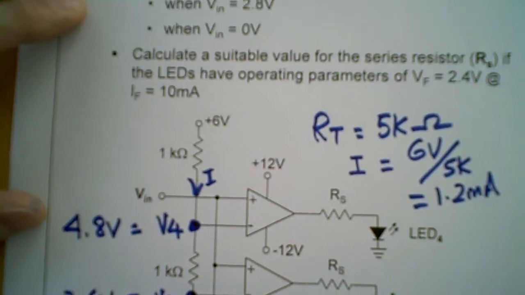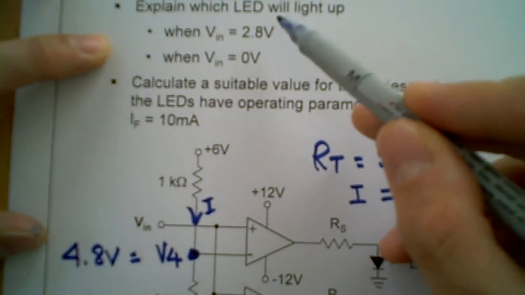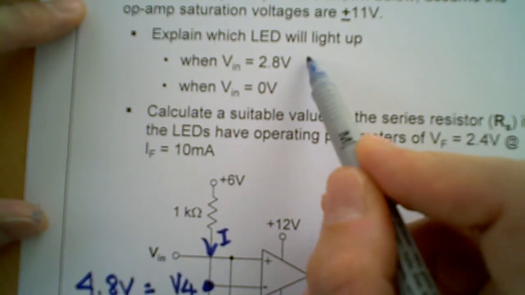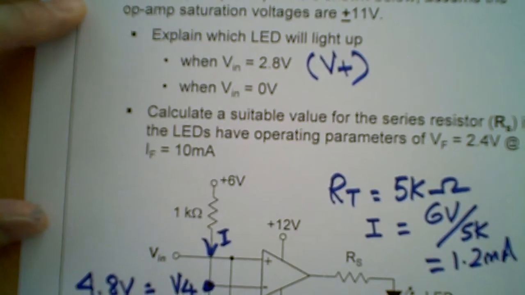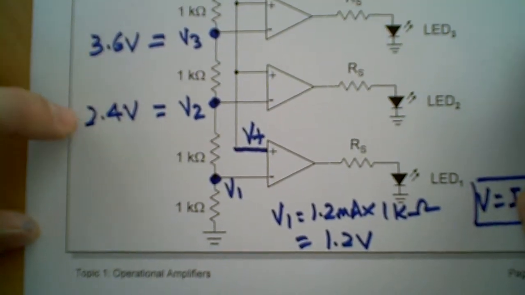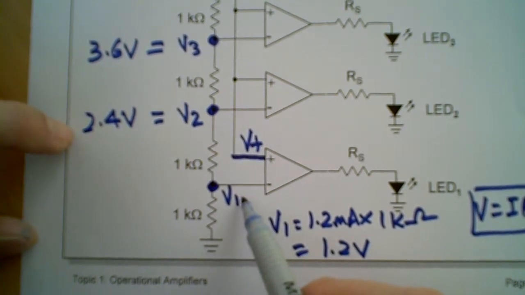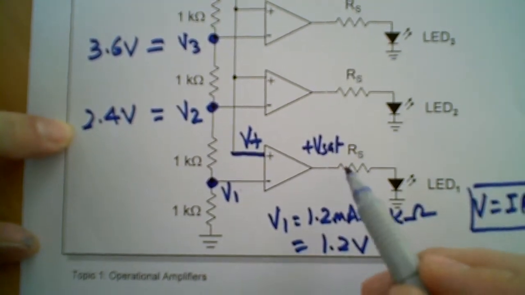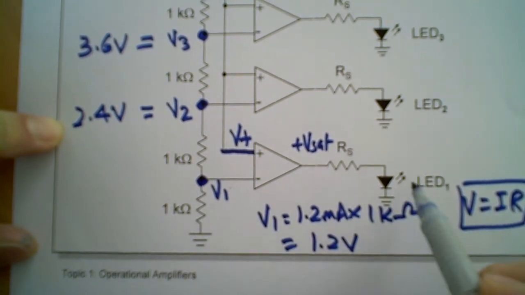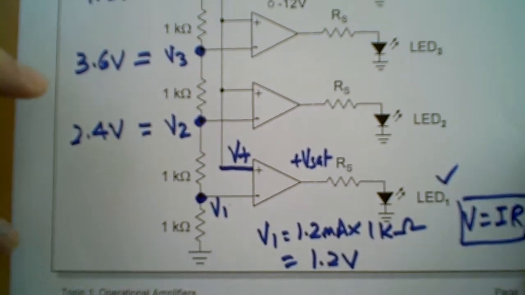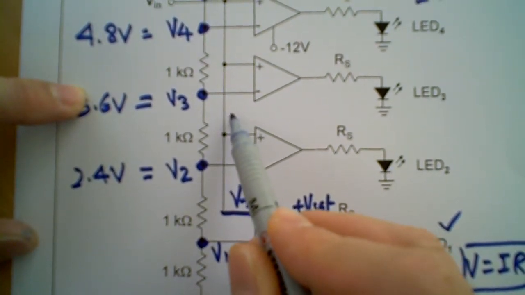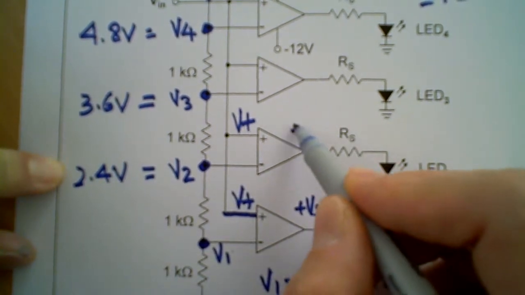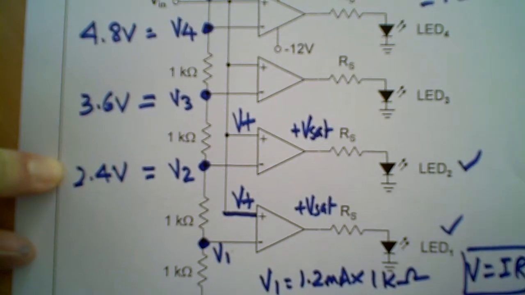Having done that, we are required to explain which LED will light up, given that Vin, the voltage at the non-inverting terminal, the V plus, is 2.8 volts. It's very clear that 2.8 volts compared to 1.2 volts, which is V1, the output will be plus Vsat, a positive voltage, and we are able to turn on LED 1. Similarly, when V plus is at 2.8 volts, it is greater than 2.4 volts, so this will be a positive Vsat, and hence this will turn on.